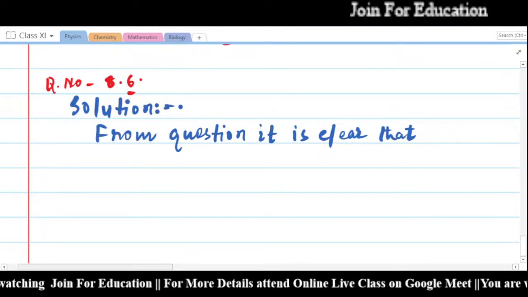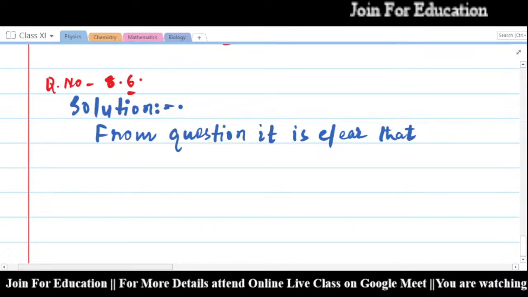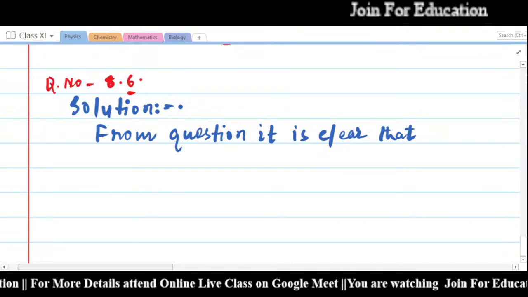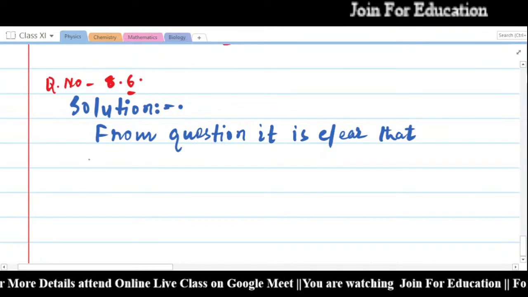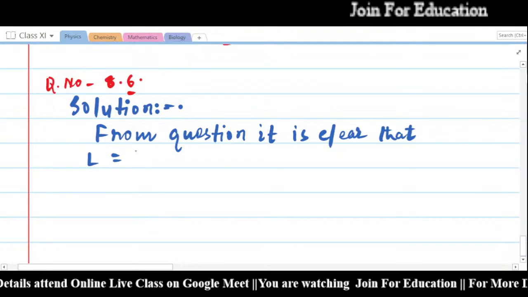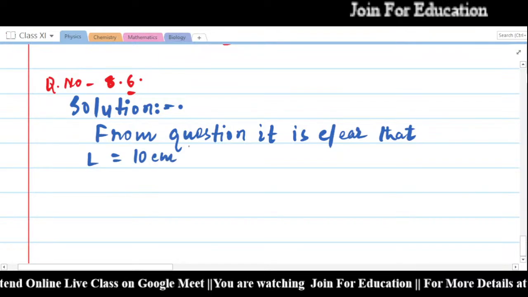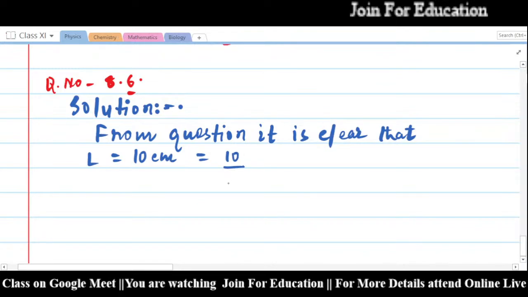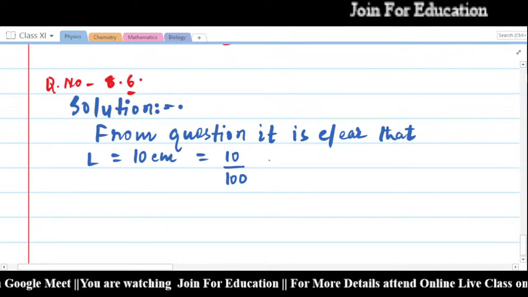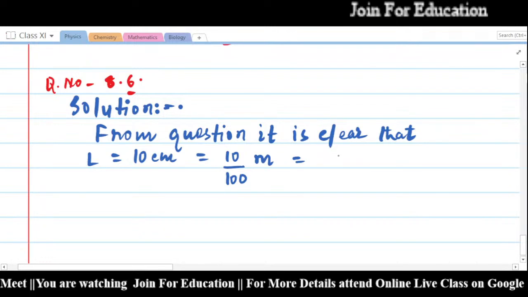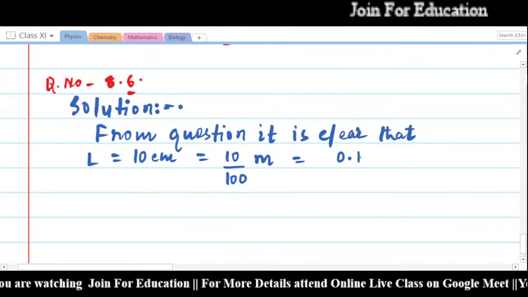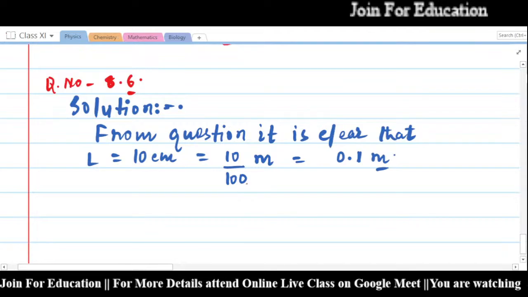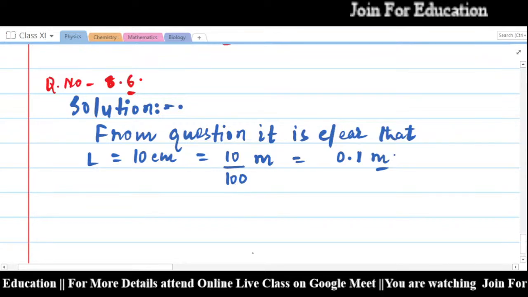the question is saying that the edge of an aluminum cube is 10 centimeter long. So here L equal to 10 centimeter. In SI system, this will be 10 by 100 meter equal to 0.1 meter. Observe, there is no problem to understand up to this step.